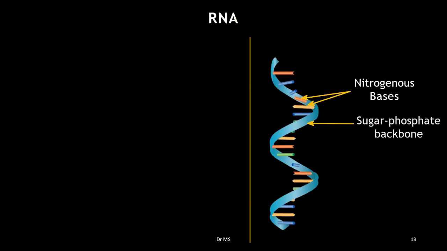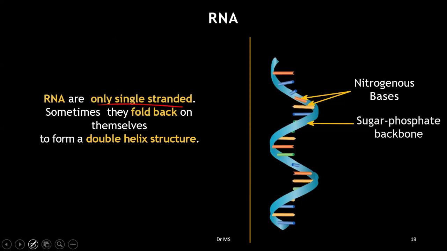RNA. If you see the RNA, these are only single stranded. They cannot make a double strand like DNA. Whereas DNA makes the double stranded, helical structure. But sometimes, if there is a complementary base pair, suppose adenine and there is some uracil present here, this can fold and they can join like this. So if any complementary base pairs are present, they can fold and make a double helix structure. RNA are only single stranded, but sometimes they fold back on themselves to form a double helix structure when complementary base pairs are present.